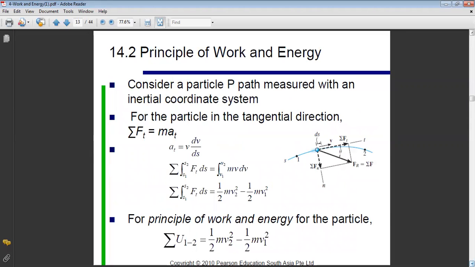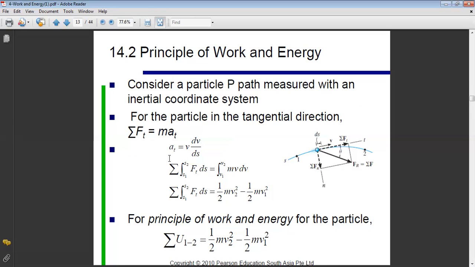Now we will introduce the principle of work and energy. The principle of work and energy will relate work of forces to variation in kinetic energy of the particle. And to derive this theorem, we start from the kinematic relation that a_t ds equals v dv. If you remember, in the first chapter of dynamics, we said that a_t ds is equal to v dv. If we take ds to the other side, then a_t is v dv over ds.